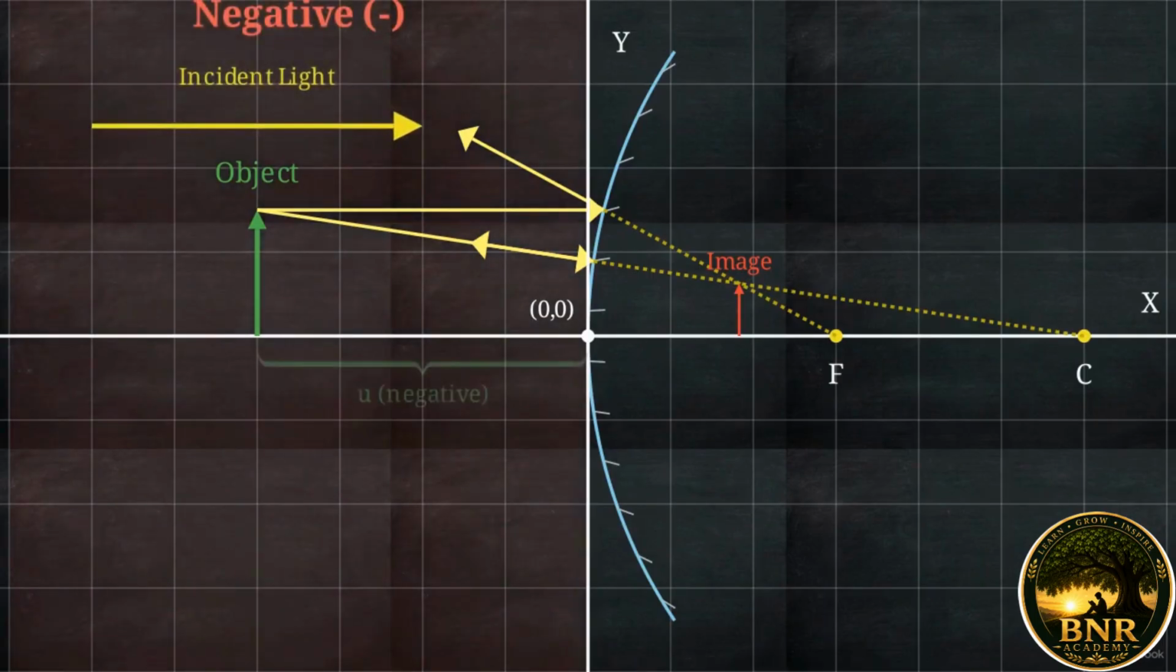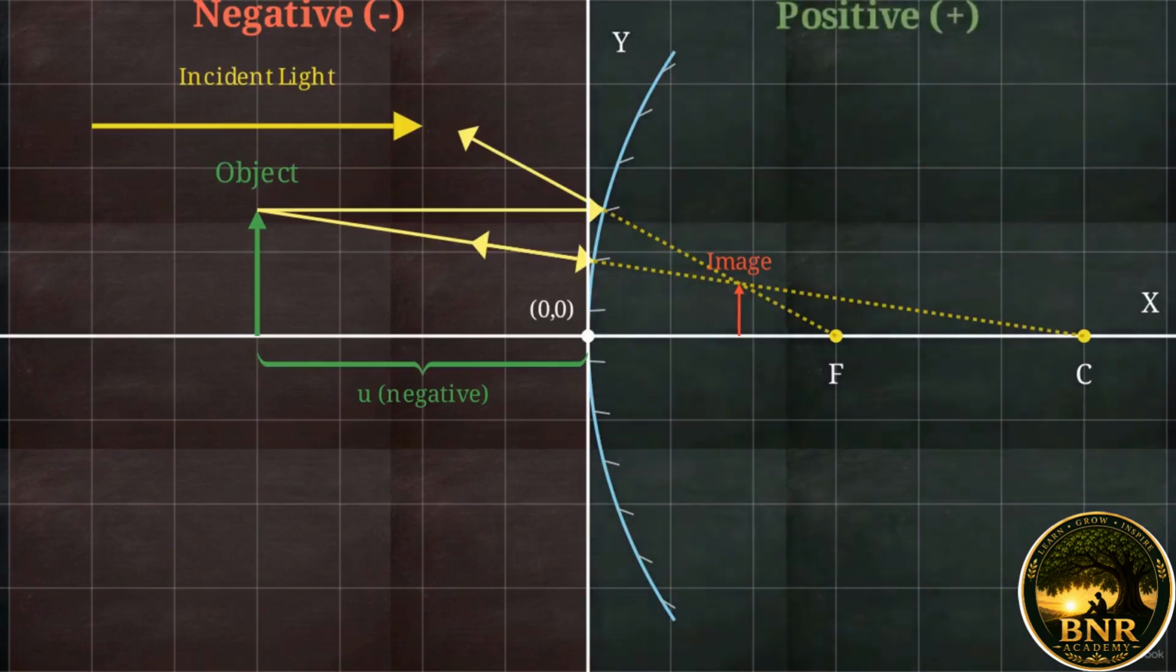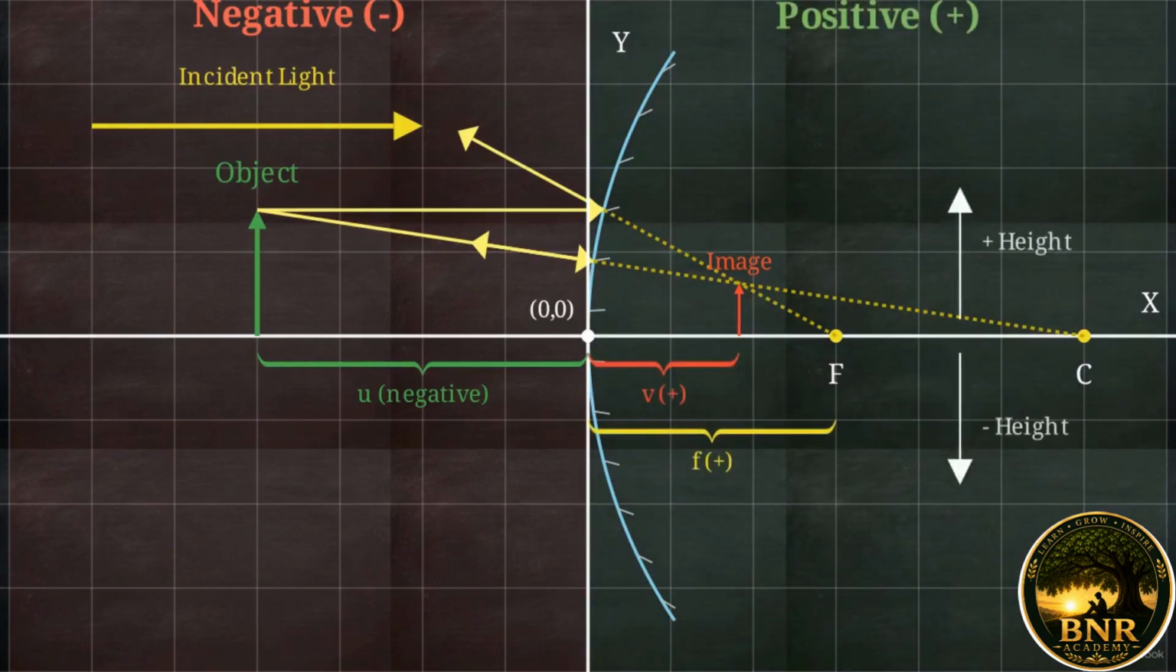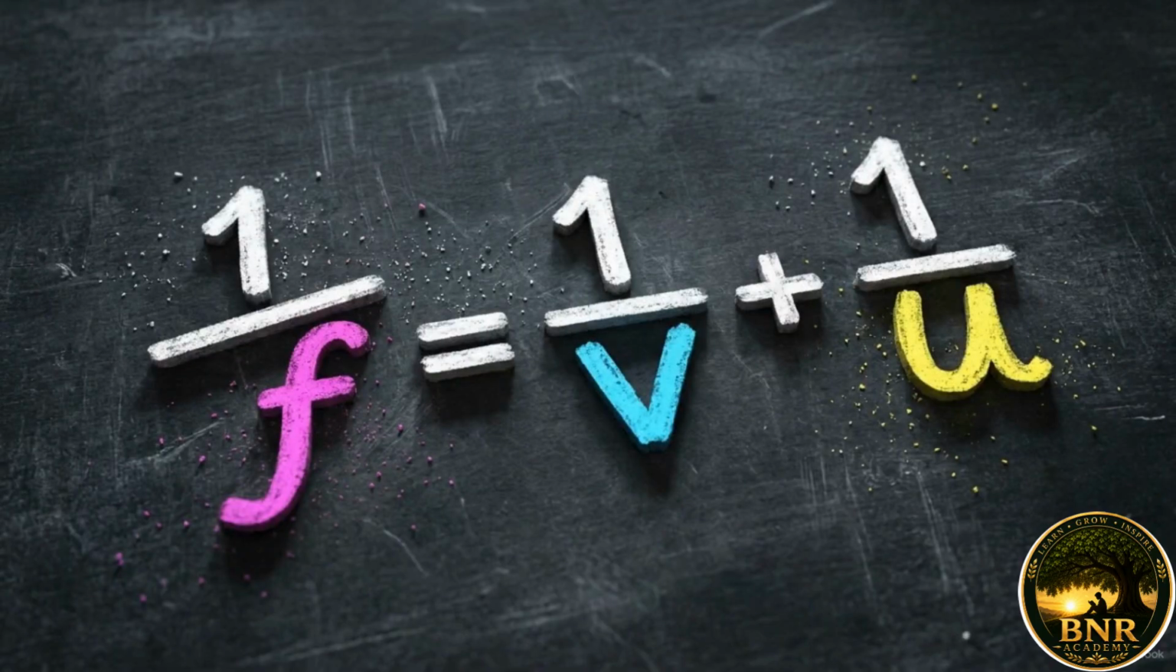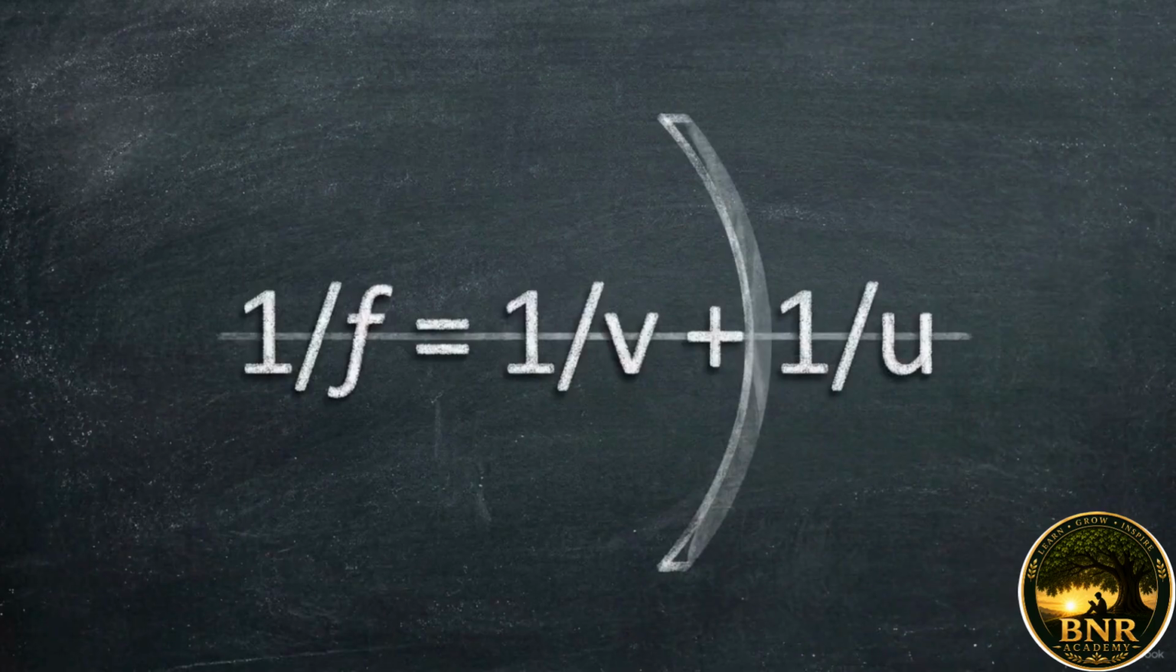We place the mirror's pole at 0. Distances measured in front of the mirror, against the incident light, are negative. Anything appearing behind the mirror is positive. This convention plugs into the mirror equation. By calculating the relationship between image distance, v, object distance, u, and focal length, f, we can pinpoint image locations without drawing a single ray. These mathematical formulas quantify the physical geometry we've just witnessed along the principal axis.